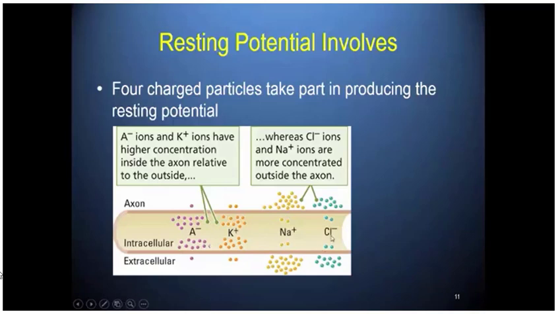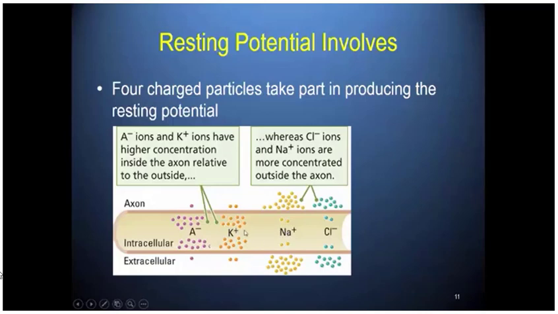Our other 3 players include the chloride ions, and you can see that there are fewer chloride ions inside the cell than there are outside, therefore setting up a concentration gradient. And then here you've got your sodium and potassium. Now these 2 have the same charge, but what you'll notice is that their voltage gradient may not necessarily play a role right now, but their concentration gradients do.